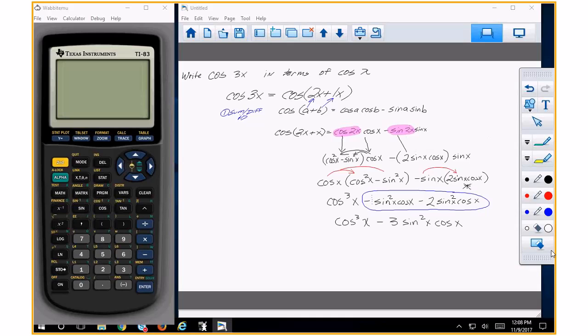We have sine squared. Sine squared is equal to what? 1 minus cosine squared x. What does the direction say? Write in terms of what? So you need to change that sine into cosine. Cosine cubed of x minus 3 parentheses times cosine of x. Now finish it.